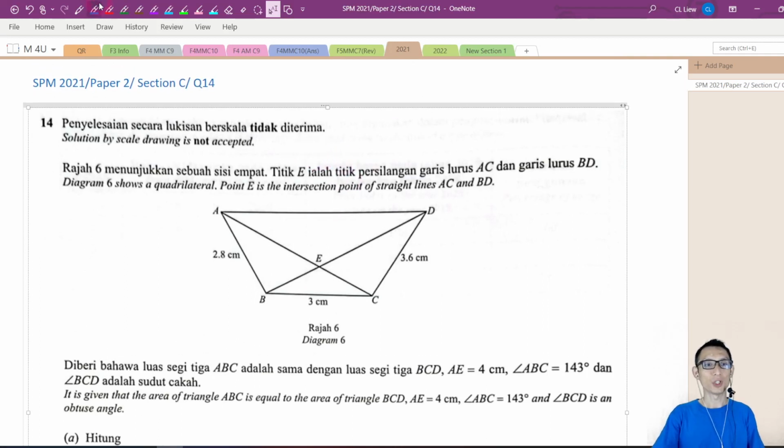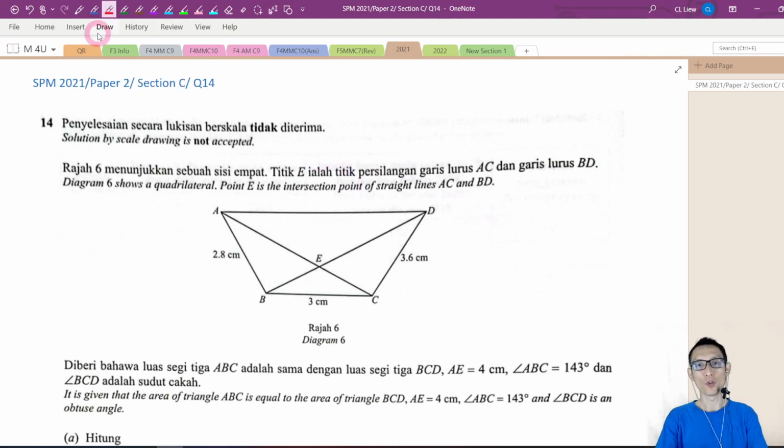Hi everybody, in this video let's look at some questions from your Form 4 Math Chapter 9, Solution of Triangle. This question is taken from SPM 2021 Paper 2 Section C. Okay, now let's look at this question.